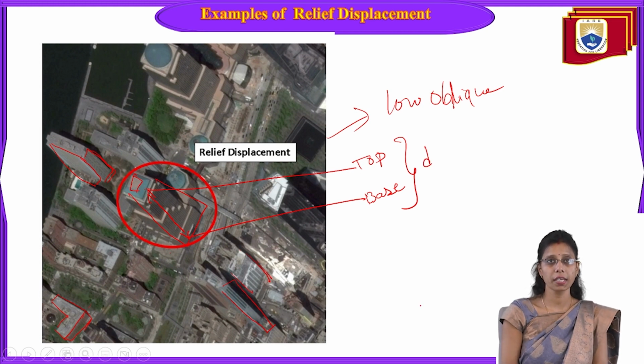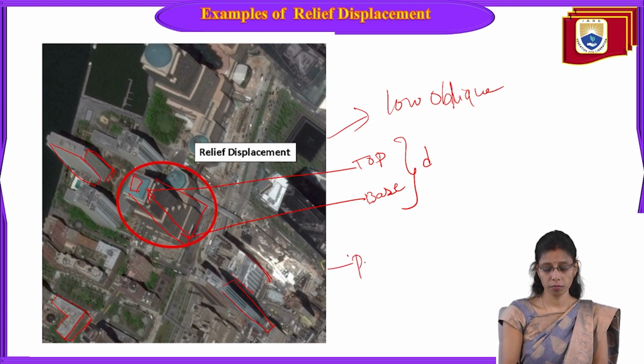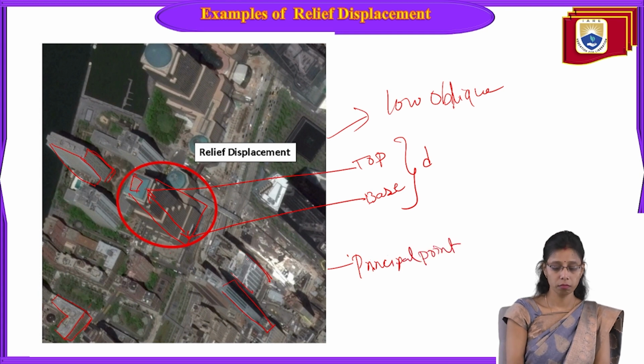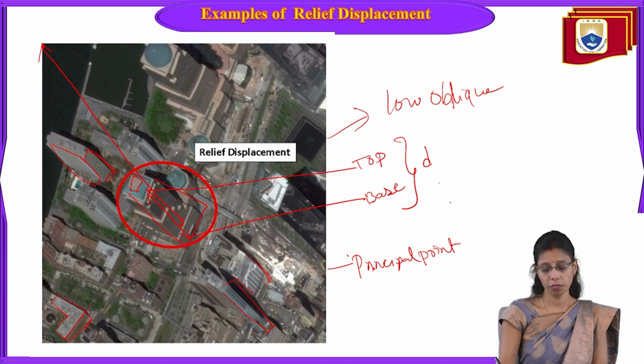If we get to know the top and base, now we have to find the center of the image. So what is the center of the image? The principal point. This is one portion of the image. Suppose the principal point will be somewhere here. From the principal point, you have to measure to the base of the object. So this you have to find out, and this you have to find out. If you find this D and R, then we are able to measure the height of the building.